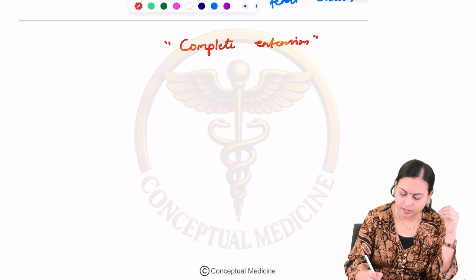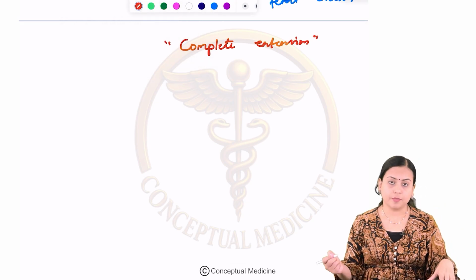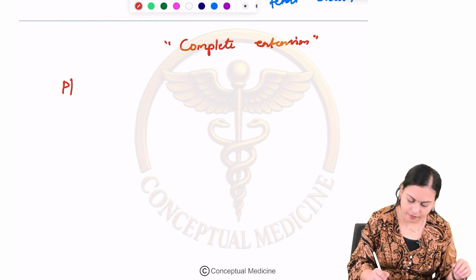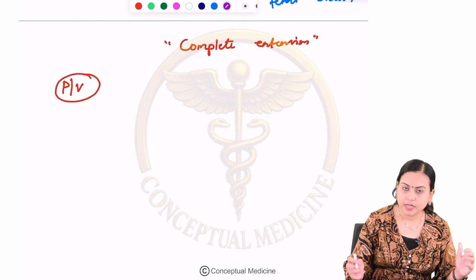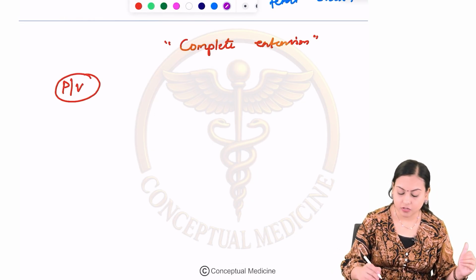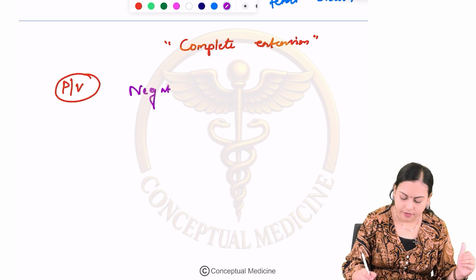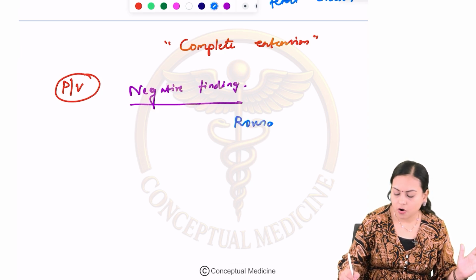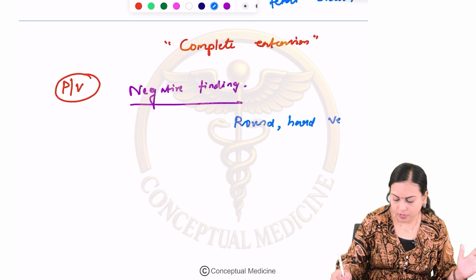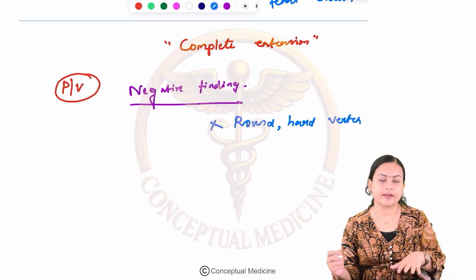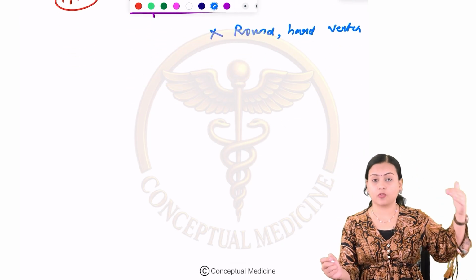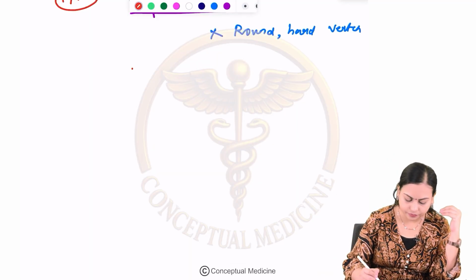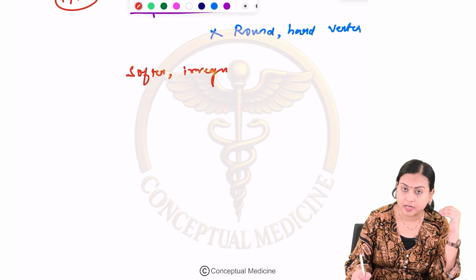Clear? Right. Now, what are the findings when you do a per-vaginal examination? On per-vaginal examination, you will be having a negative finding. Yes. So, what is that negative finding you have in face presentation? You will not be able to palpate any round or hard vertex. So, that will tell you that something other than the vertex is going to present. Then, you will be having a softer regular part.